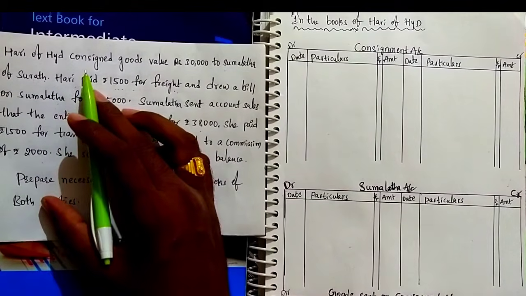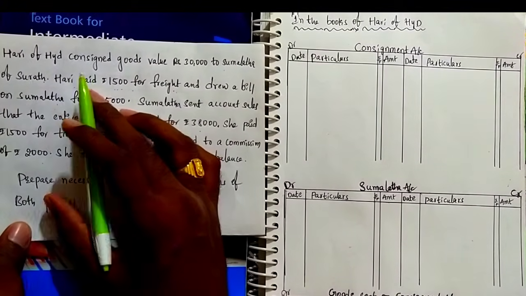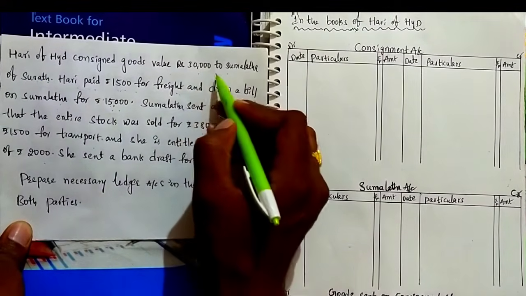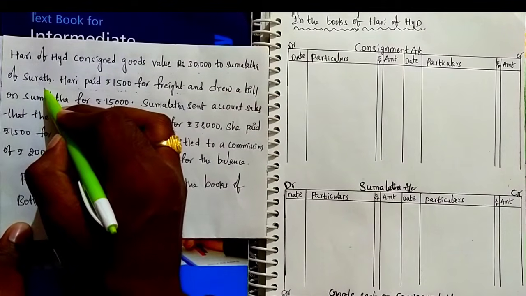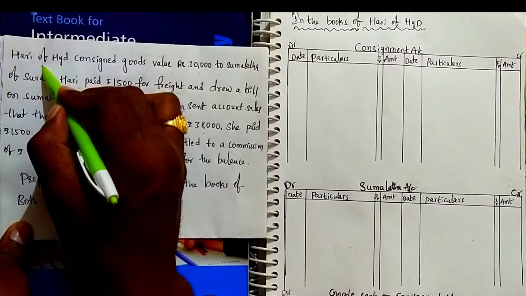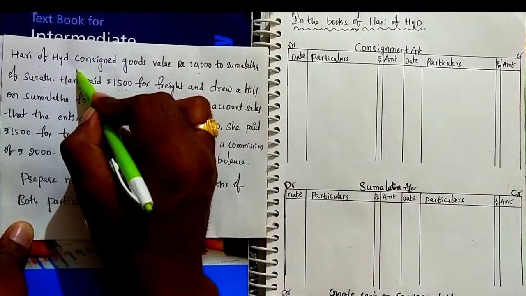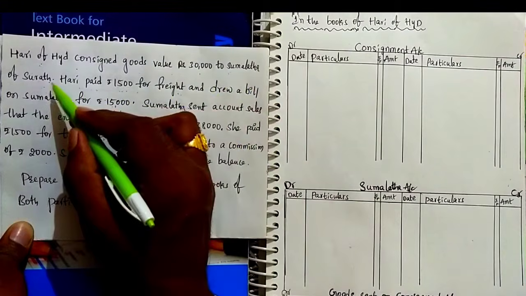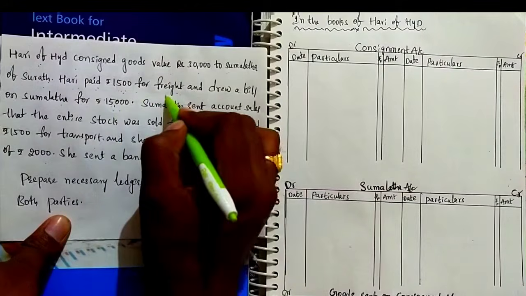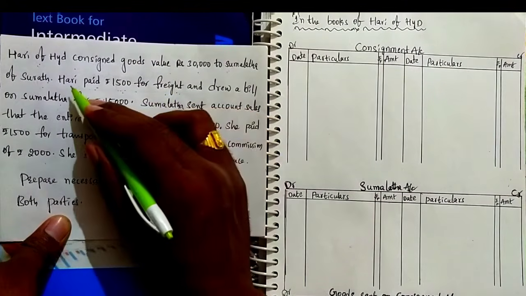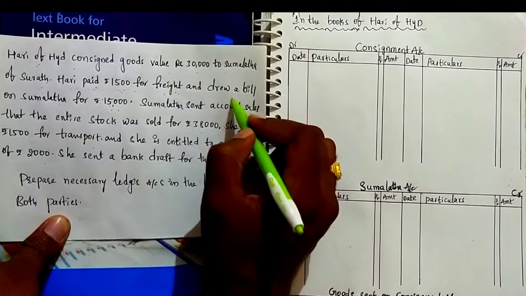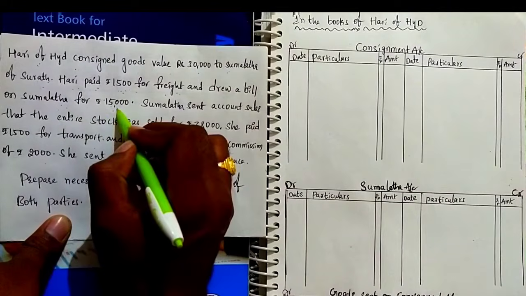Today I am going to explain one consignment problem. See the problem. Hari of Hyderabad consigned goods value rupees 30,000 to Sumalata of Surat. Here two parties are involved, Hari and Sumalata. Hari is a consigner because Hari is sending goods. Sumalata is receiving goods, so that's why Sumalata is a consignee. Hari paid 1500 rupees for freight. Hari, the consigner, paid 1500 for freight and drew a bill on Sumalata for 15,000.